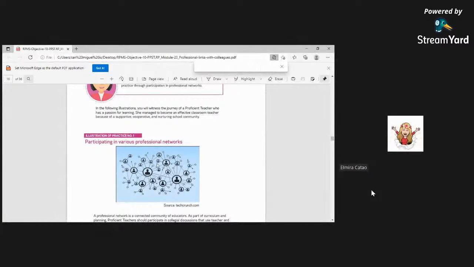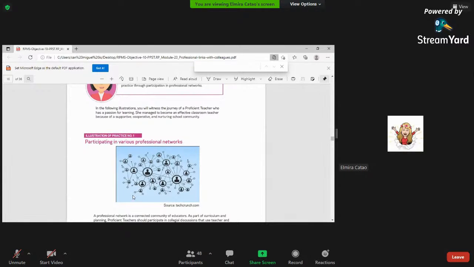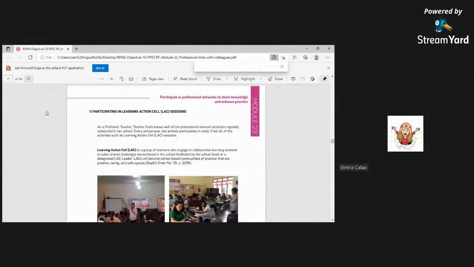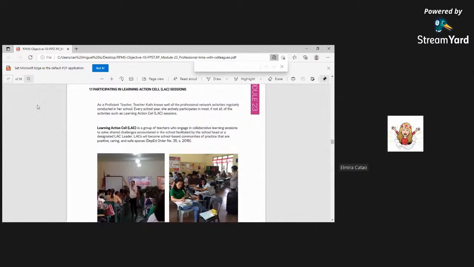Now, a professional network is a connected community of educators. As part of curriculum and planning, proficient teachers should participate in collegial discussions that use teacher and learner feedback to enrich teaching practice. Now let us see how Teacher Kat, a junior high school teacher, participates in various professional networks. So we have a scenario here. Illustration of practice 1.1, which is participating in a learning action cell.